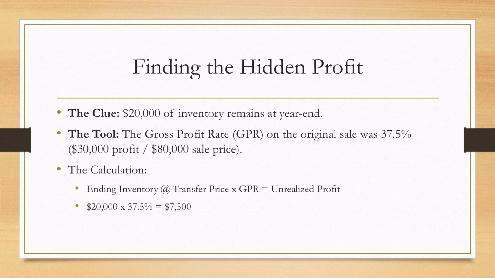Now we solve the puzzle. We take our clue, the $20,000 of inventory still on hand, and apply our tool, the gross profit rate. We know from the case file that the GPR on the original sale was 37.5%. The calculation is straightforward. Ending inventory at transfer price times the GPR equals our unrealized profit. So $20,000 times 37.5% equals $7,500. This is it. This is the hidden profit still sitting in ending inventory. This is the amount we must defer.